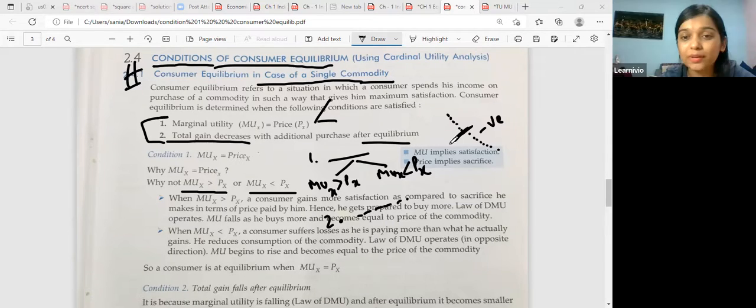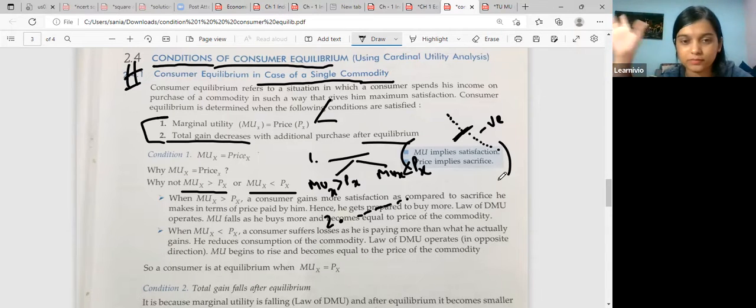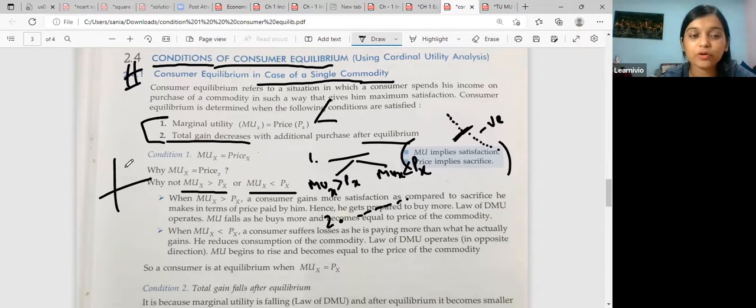And in bracket you can write this: MU implies satisfaction, and price implies sacrifice. Or you can write MU equals to satisfaction and price equals to sacrifice. Just in the corner, for your idea. You don't have to write this in the exam hall, definitely. For example, if this is your notebook, here you get the margin and you can write it over there.